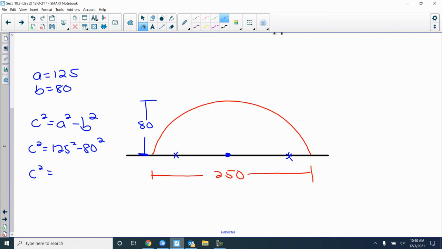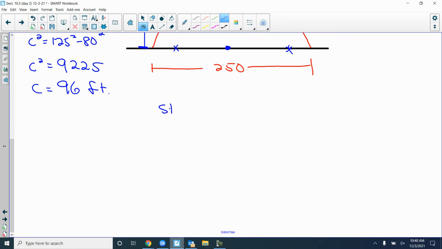And that will be some value. 9225. And I want to take the square root of that. And so C is going to equal, is it 96.0? Yep. So 96, since it's 0.0, it's going to make it 96 feet. Where should they stand? They should stand 96 feet from the center. So there you go.